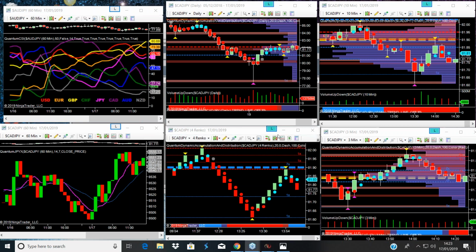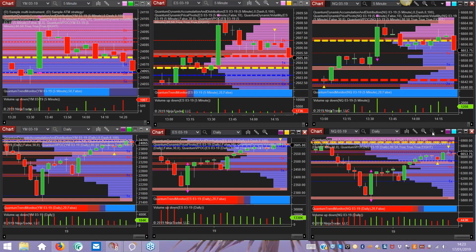Just changing screens again, apologies. There we go. I just wanted to show you this. We'll be covering this in more detail shortly in the next webinar. These are the indices. I've got the YM, the ES, and the NQ on 5-minute across the top line, and down the bottom line I've got them on the daily for the same 3 indices.